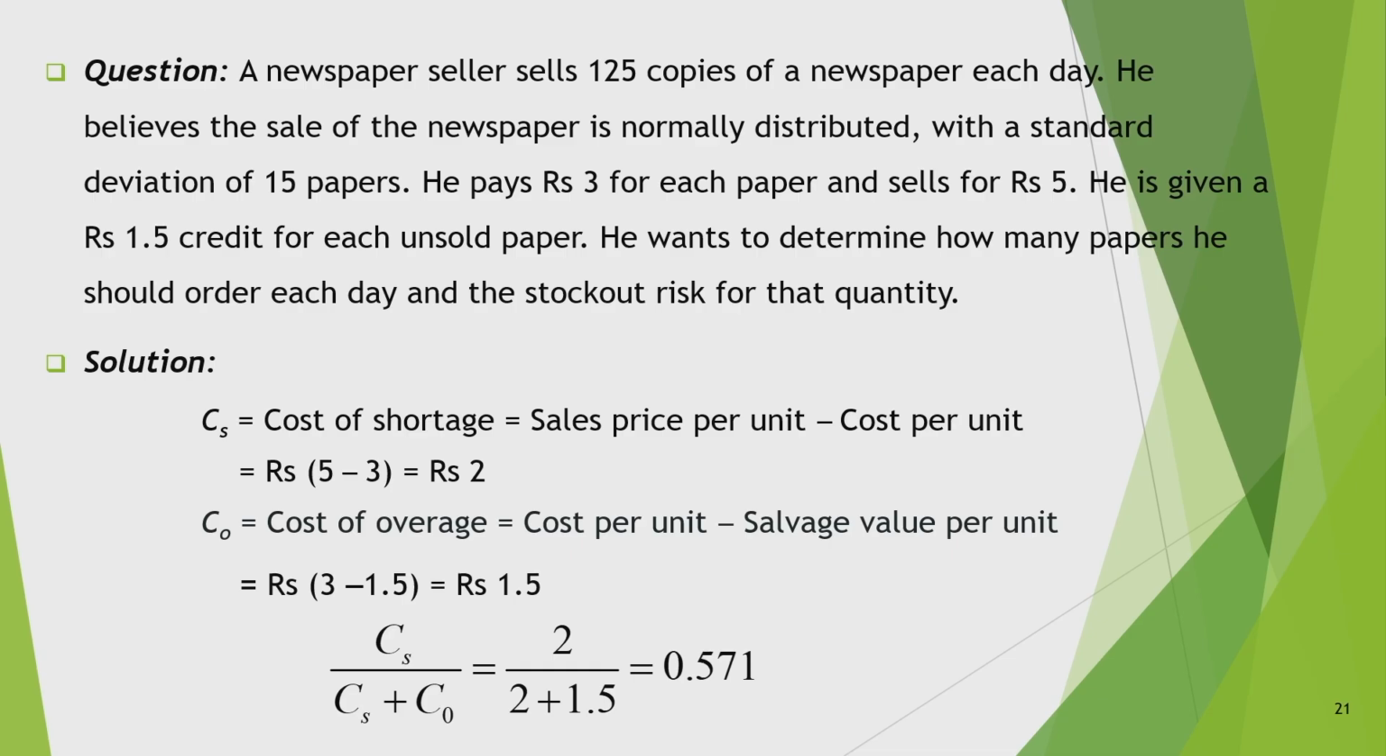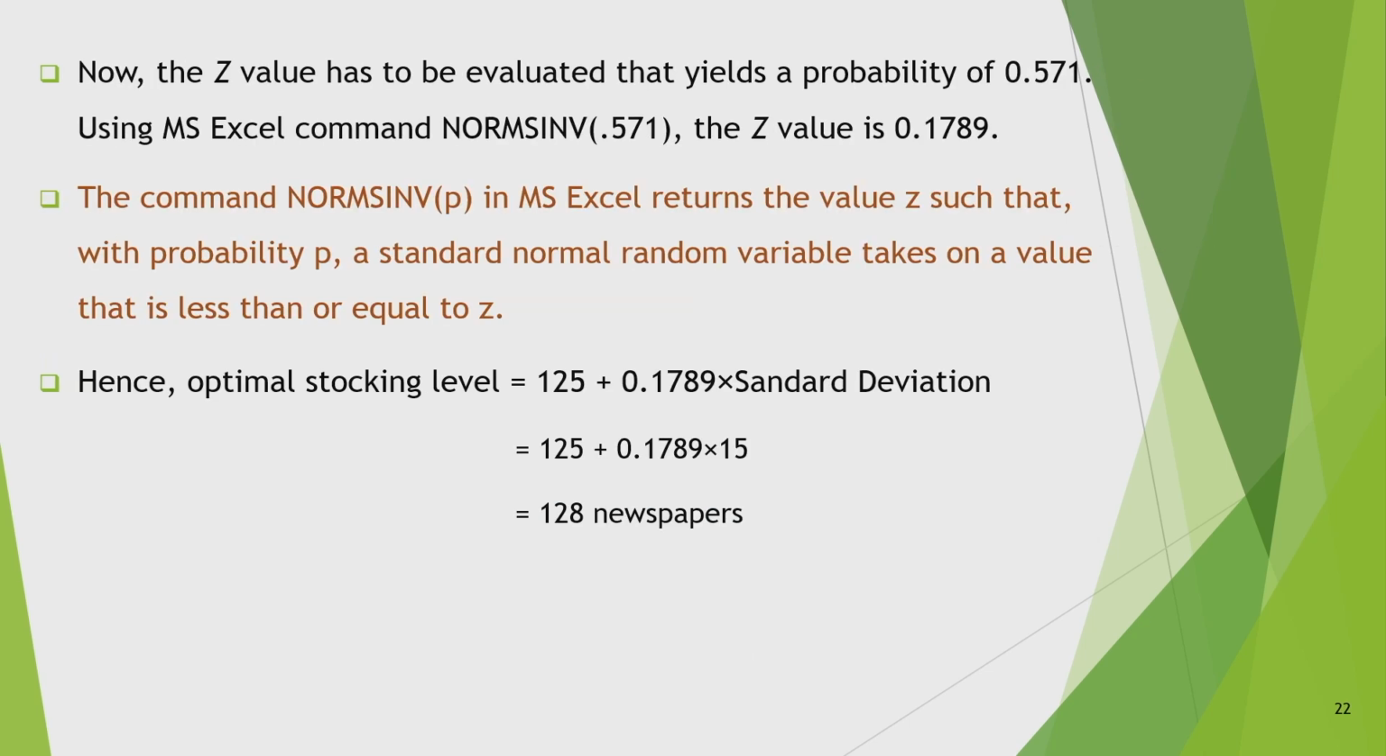So, here you find the cost of shortage, that is sales price per unit minus cost per unit. This is rupees 5 minus 3, equal to rupees 2, because he gets a profit of rupees 2 on each paper. And cost of overage means cost per unit is 3 and salvage value per unit is 1.5 only, because the old papers are sold at 1.5 only. So, rupees 3 minus 1.5, rupees 1.5. So, the service level should be more than CS divided by CS plus CO, 2 divided by 2 plus 1.5, and this becomes 0.57.